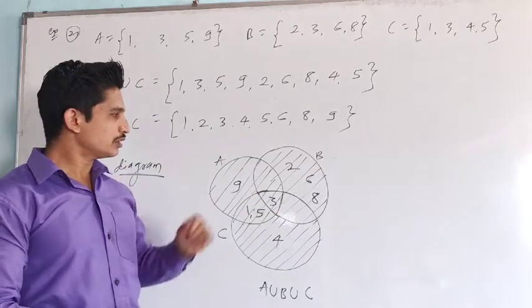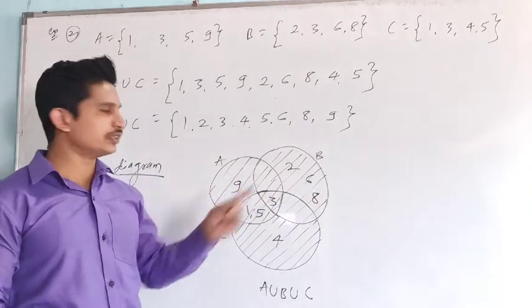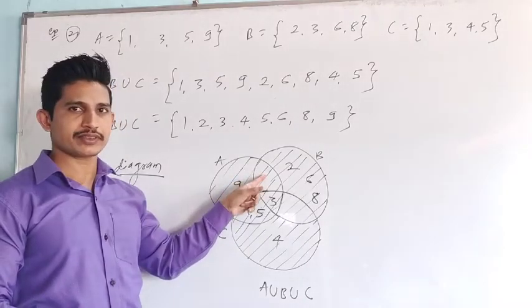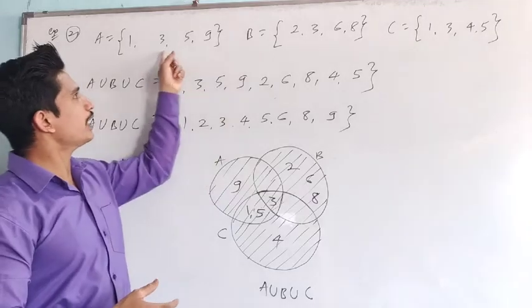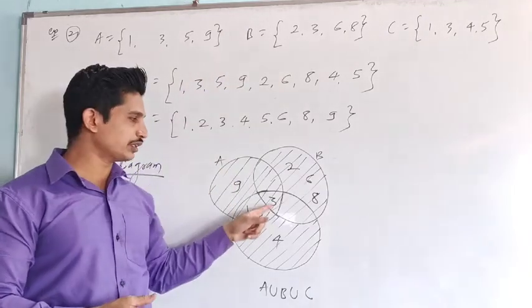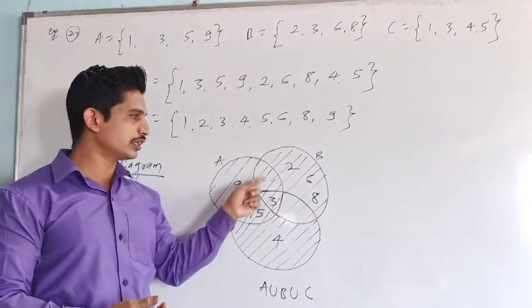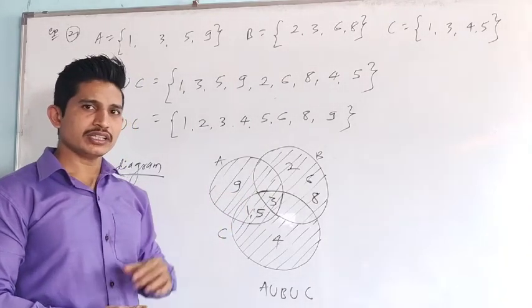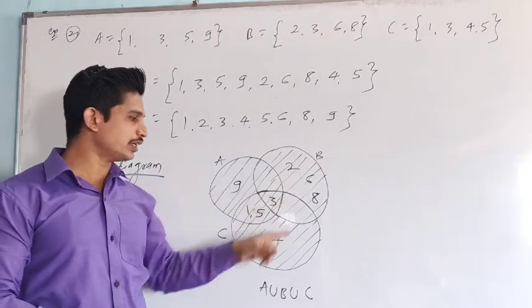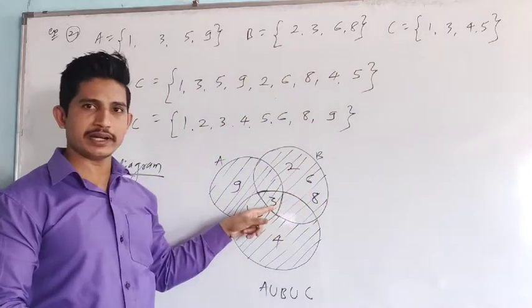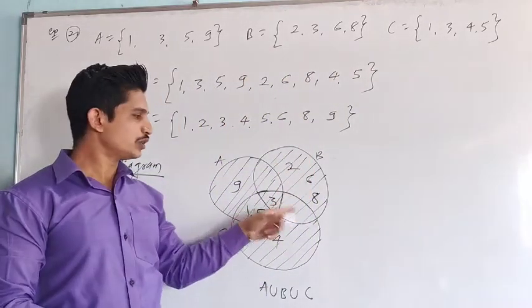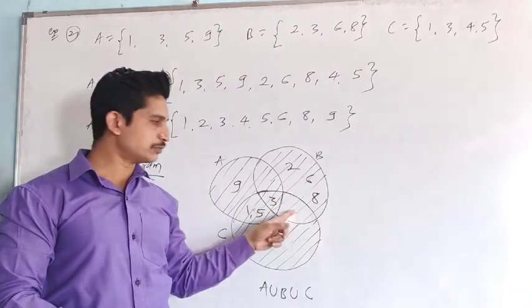Now between A and B, what is the common? This is a place for A and B common. But here between A and B only 3 is common, that I wrote here. So here nothing will come. Okay. So what is the common between B and C? Between B and C only 3 is common there, so I wrote it here combinedly. So here nothing will come in this place.